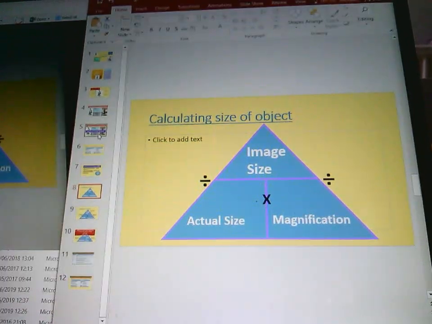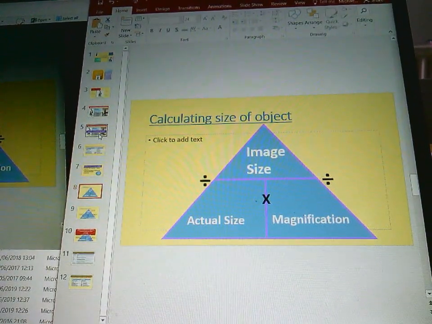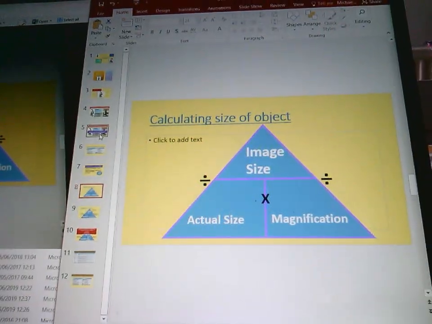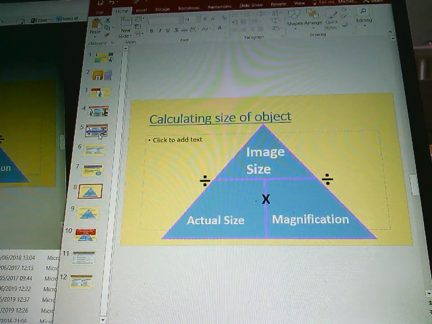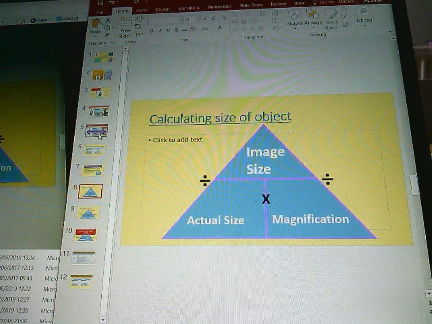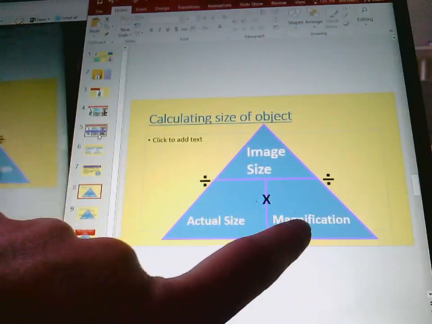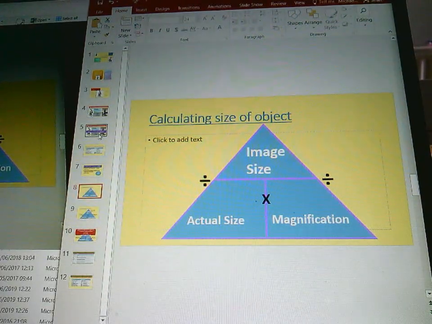They might write an exam question such as: Precious is using the microscope to view a cell. She uses her ruler to measure the image, and it measures 7 millimetres. She has a magnification of times 50. What is the actual size of that cell? The way I see it, that sounds quite simple. The image size was 7, and you divide that by the magnification, which was times 50, and then you get your actual size. Quite simple.